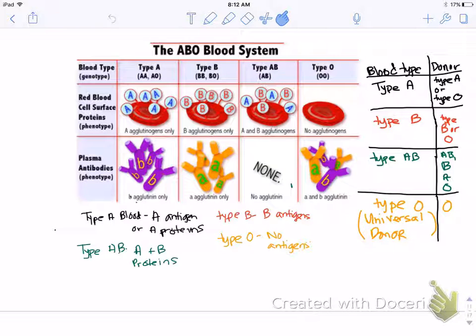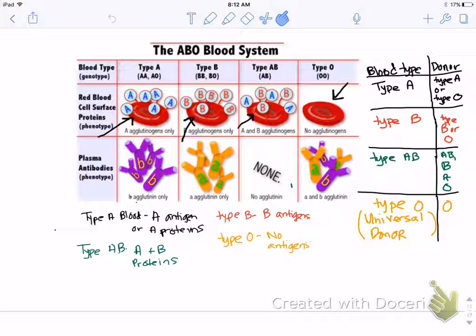If you have type A blood, then you have a special A protein on the surface of your blood. If you have type B blood, you have a special type B blood protein on your red blood cells. And if you have AB blood, then you have A and B markers on your blood cell. If you have type O blood, you have no proteins on the surface. So why does that matter?